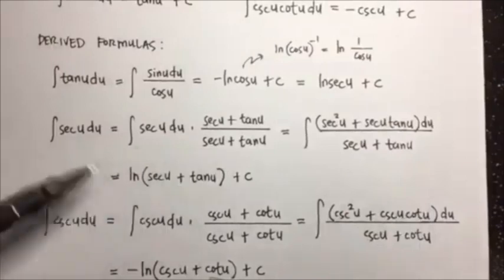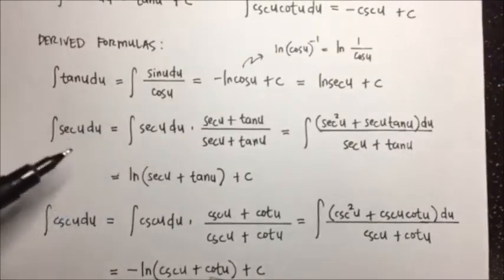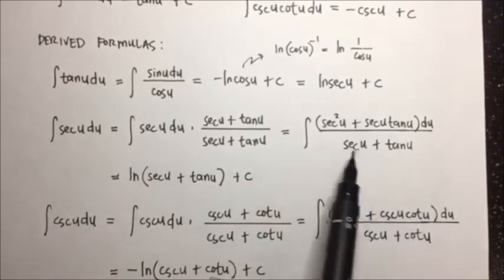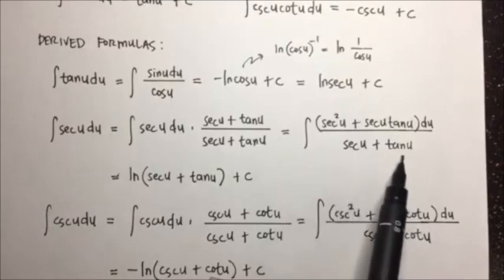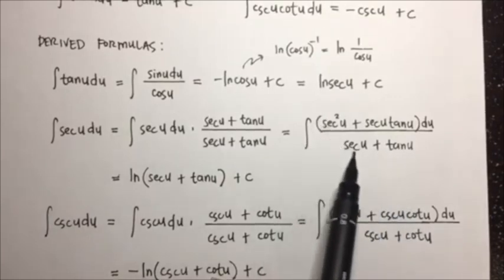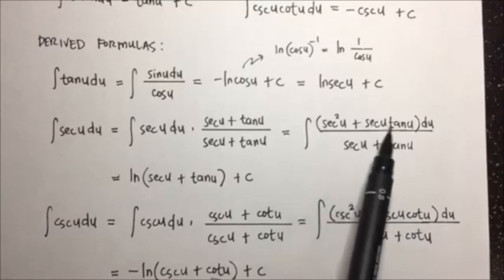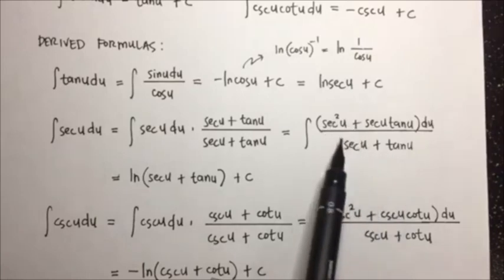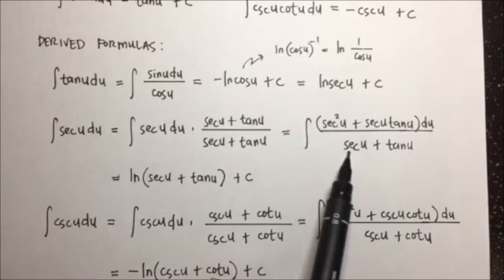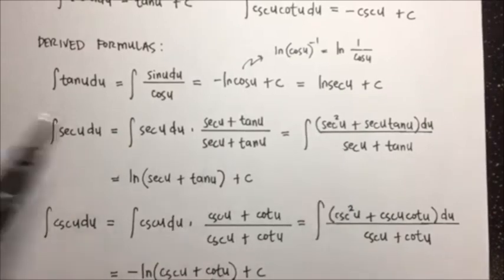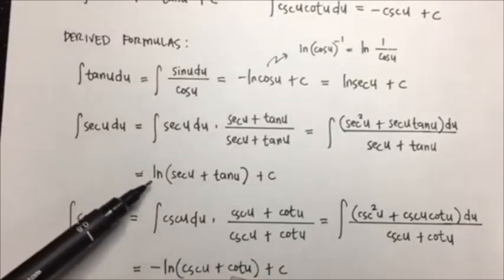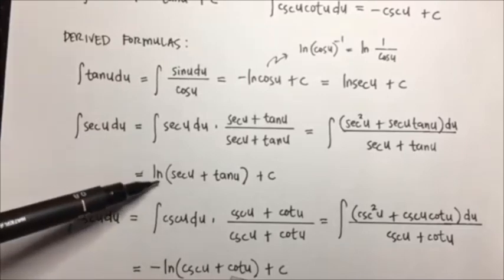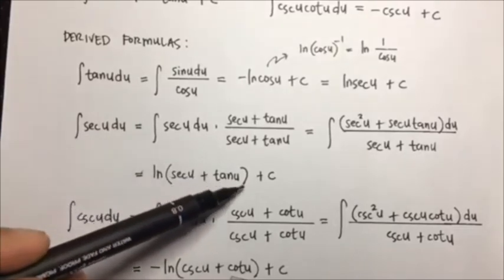We can also use integrands that lead to logarithms, where our denominator is secant of u plus tangent of u, and its derivative is: the derivative of secant of u is secant of u tangent of u, and the derivative of tangent of u is secant squared u. Therefore the numerator is the complete differential of the denominator, so we can apply the formula for the natural logarithm. The integral of secant of u du is equal to ln of secant of u plus tangent of u plus c.